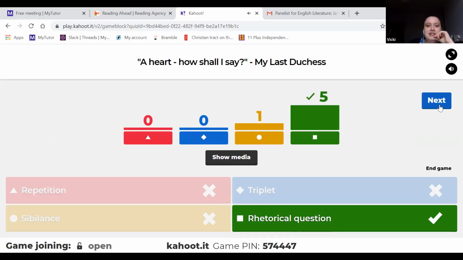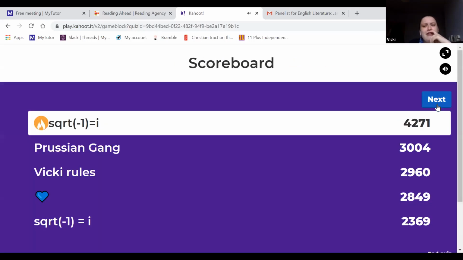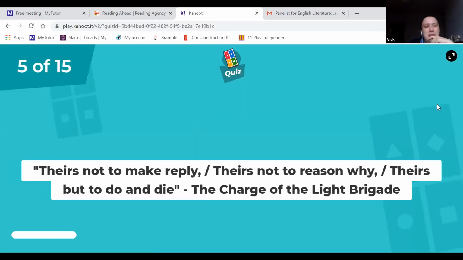Yeah, rhetorical question. Oh, sibilance. There's only one shirt and one sir, so I wouldn't say it's a very strong case for sibilance. You could potentially say it, but probably wouldn't.